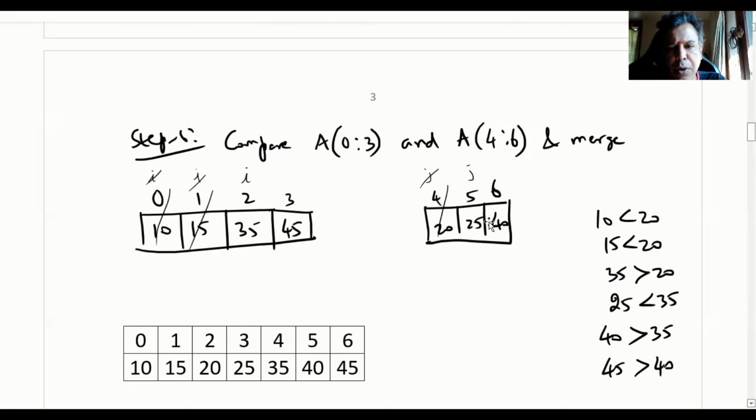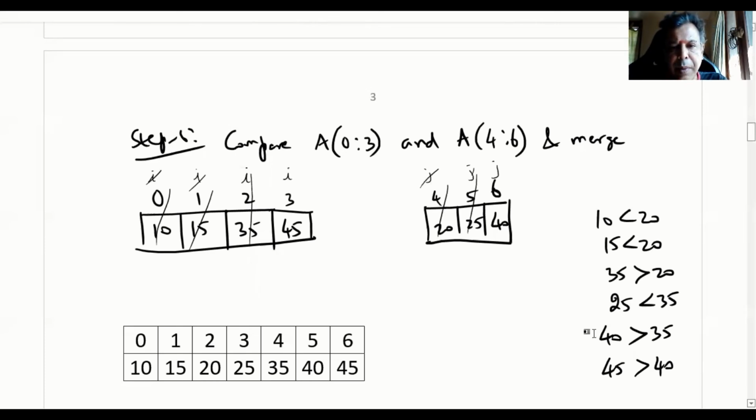So I will compare now 25 with 35. And I notice that 25 is lesser than 35. So 25 will be written first. So I will cut this and move this J to the next element. Again, 35 will be compared with 40. And I notice 40 is greater than 35. So 35 will be written first. That means this is done. So I will move here now.